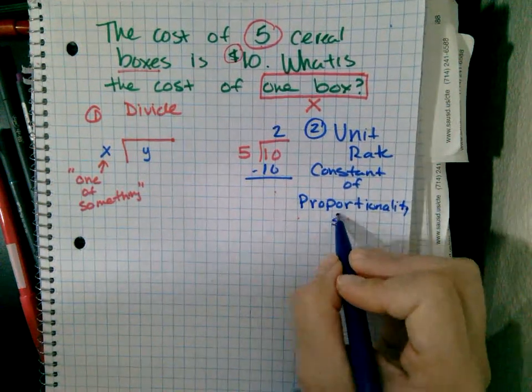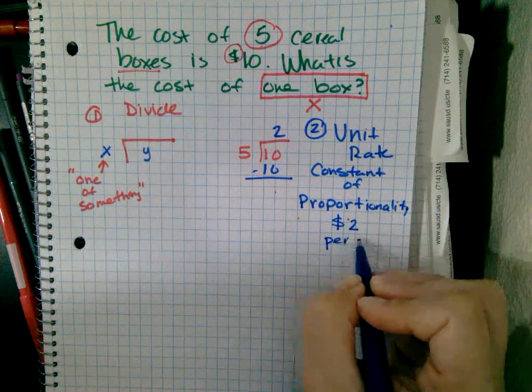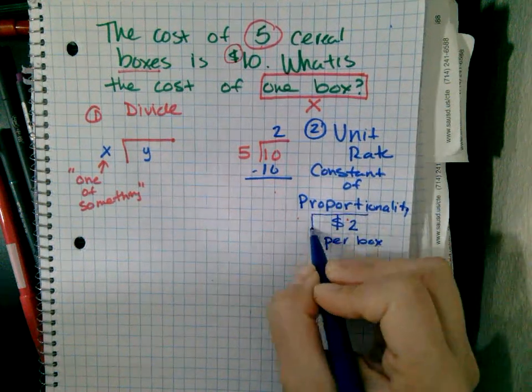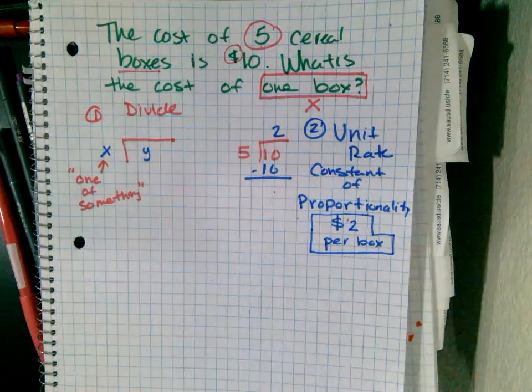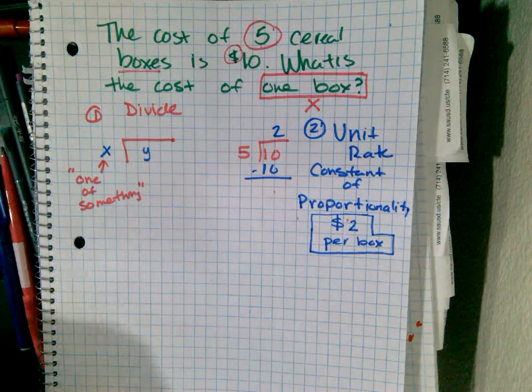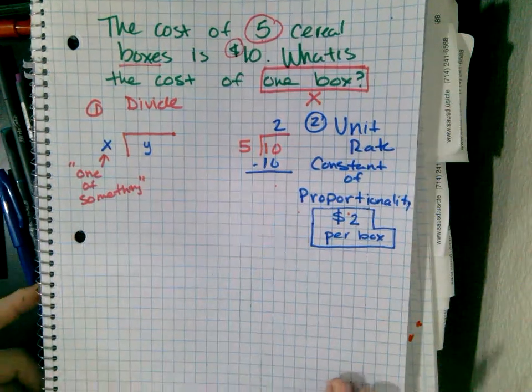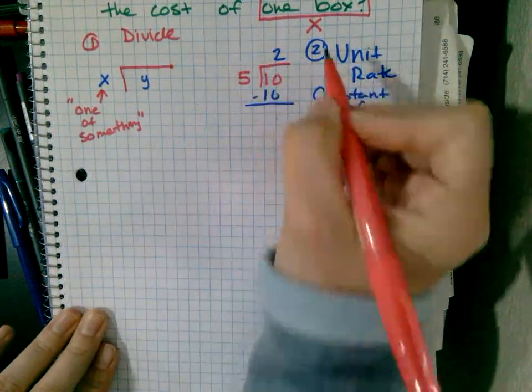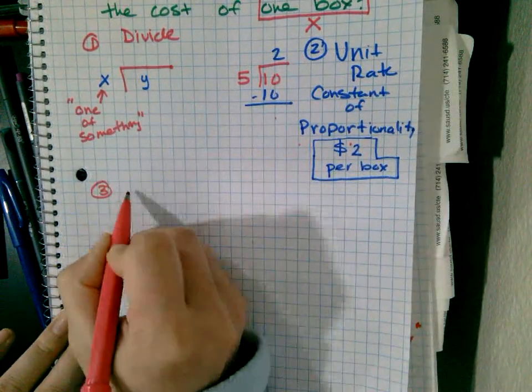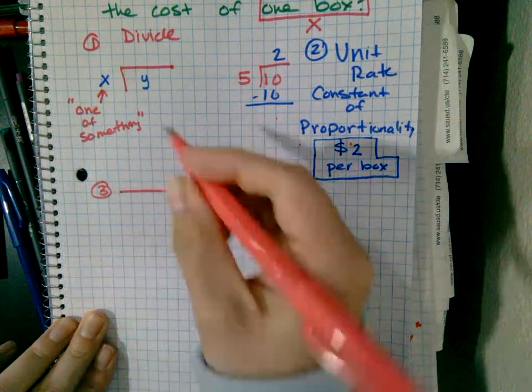Proportionality. And what it is, it's $2 per box. That is my constant of proportionality. $2 per box. Cool. So now let's create a table. So this is number 2, so this is number 3, the table. You start off by drawing your table.